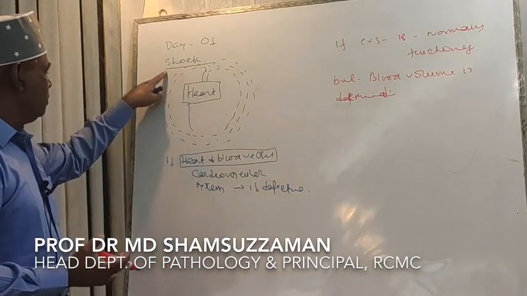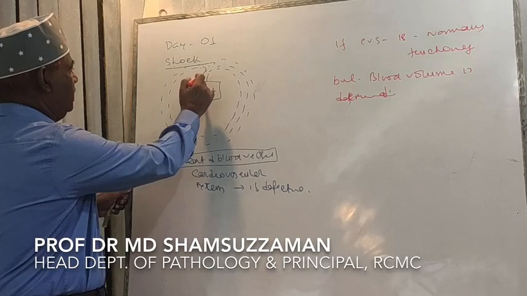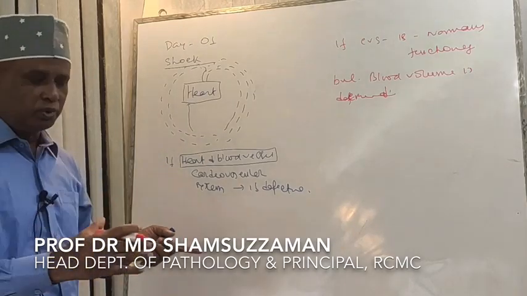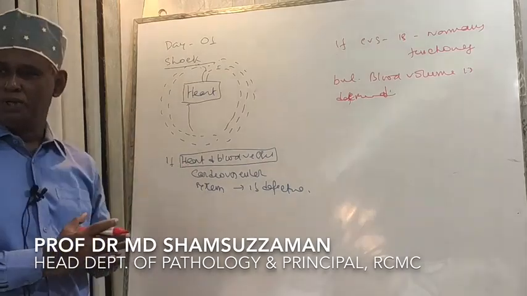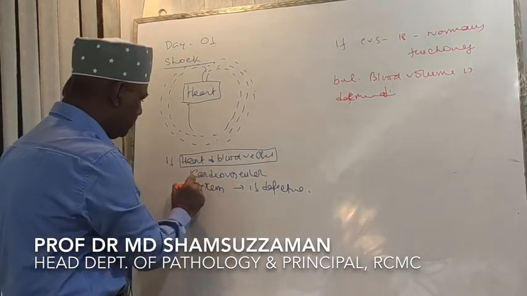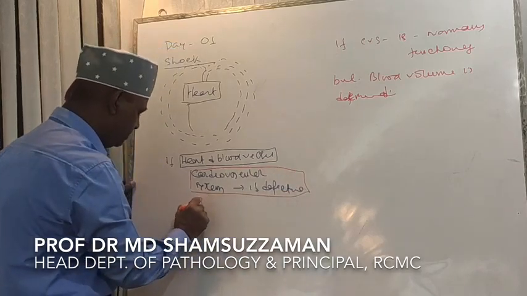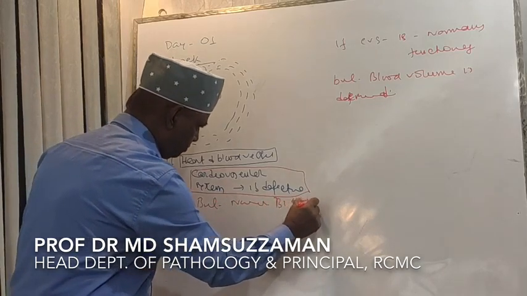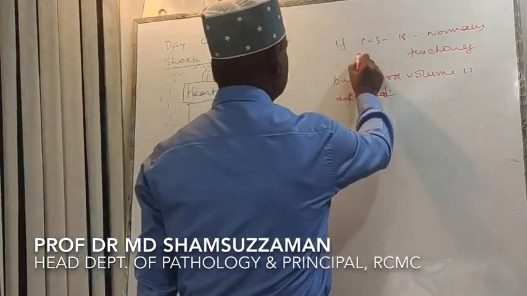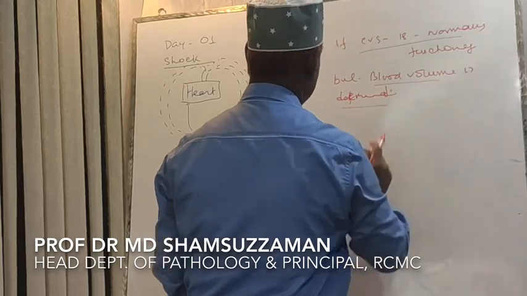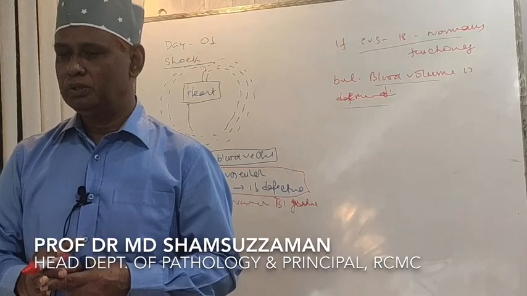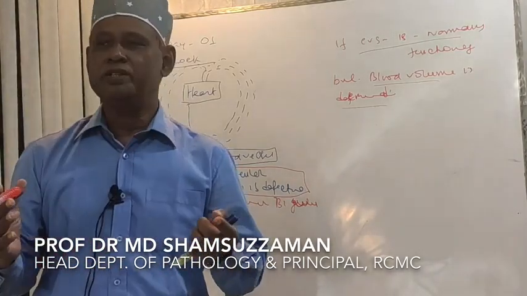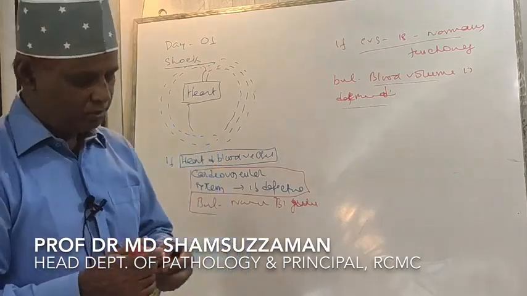Again, suppose this is the heart. It pumps, blood comes out. After circulation throughout the body, blood goes to the heart, then to the lung, and again comes to the heart. If there is a defect in the cardiovascular system but normal blood volume, or if the cardiovascular system is functioning normally but blood volume is decreased, then there will be hypoperfusion throughout the body. And if this hypoperfusion threatens life, this is called shock. Now come to what is shock.